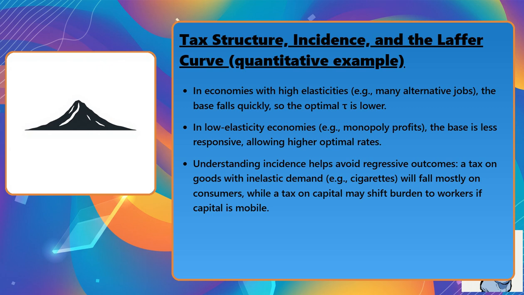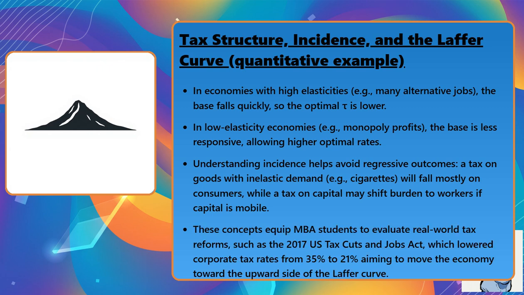Understanding incidence helps avoid regressive outcomes. A tax on goods with inelastic demand, for example cigarettes, will fall mostly on consumers, while a tax on capital may shift the burden to workers if capital is mobile. These concepts equip MBA students to evaluate real-world tax reforms, such as the 2017 U.S. Tax Cuts and Jobs Act, which lowered corporate tax rates from 35% to 21%, aiming to move the economy toward the upward side of the Laffer curve.